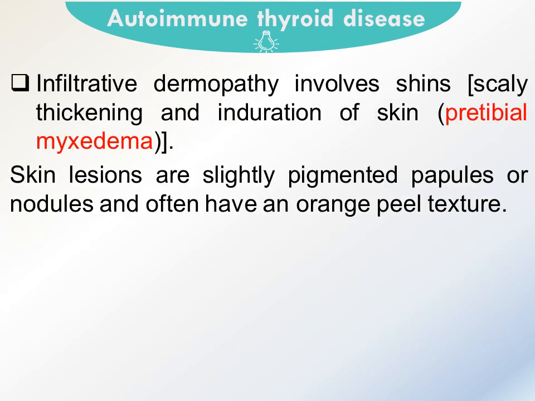Graves' disease is also characterized by infiltrative dermopathy, which involves the skin overlying the shins and manifests as scaly thickening and induration of the skin, pretibial myxedema. The skin lesions are slightly pigmented papules or nodules and often have an orange peel texture.